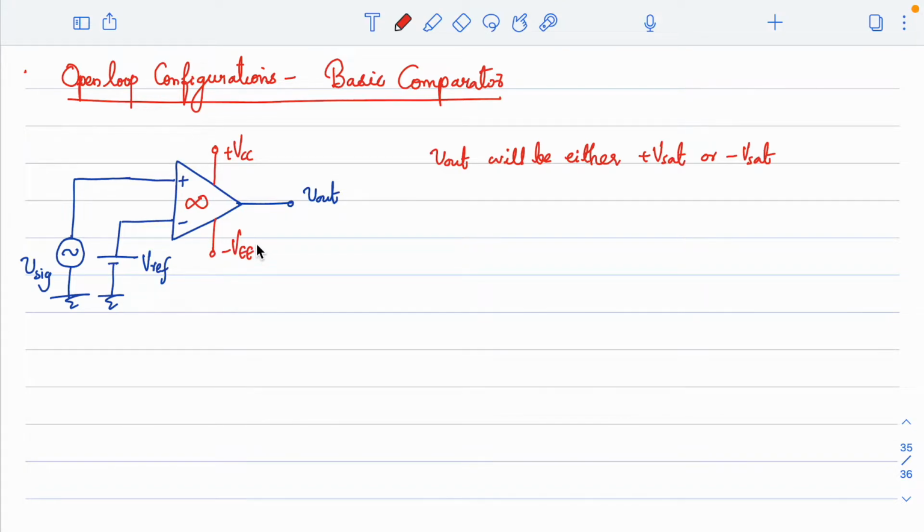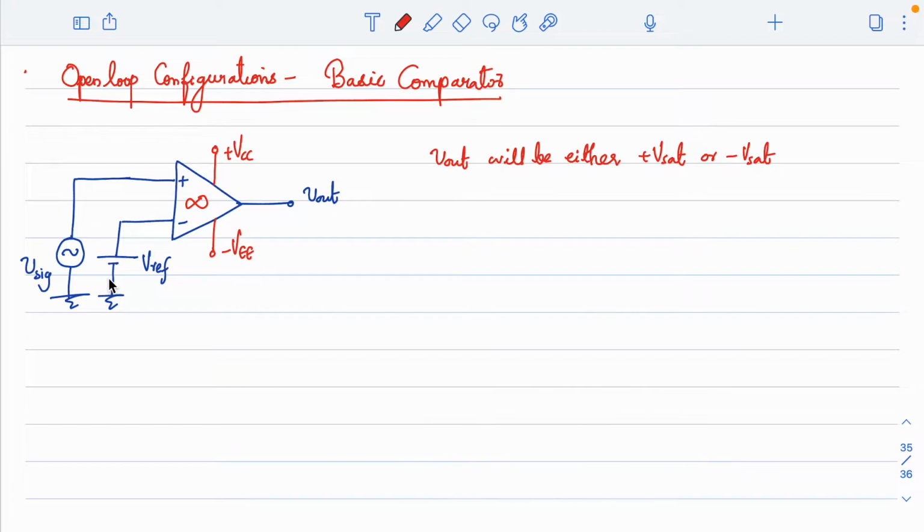That is why we write output as plus Vsat and minus Vsat. Now, a comparator can also be considered as a single-bit analog to digital converter, right? When you have a signal, it is compared with the reference and a decision is made, and the decision is either high or low.